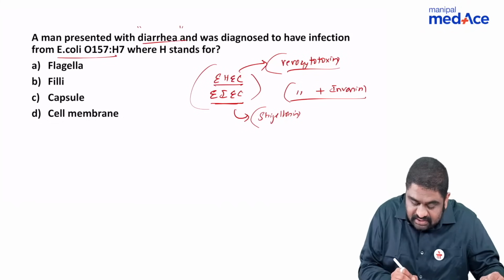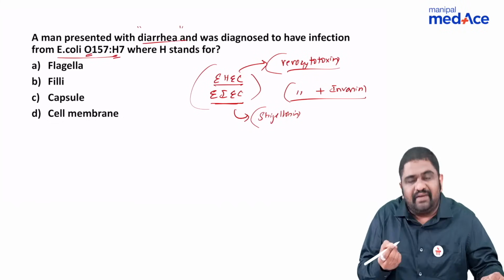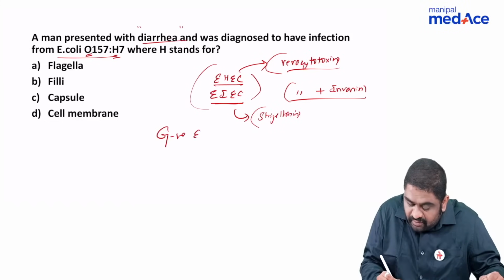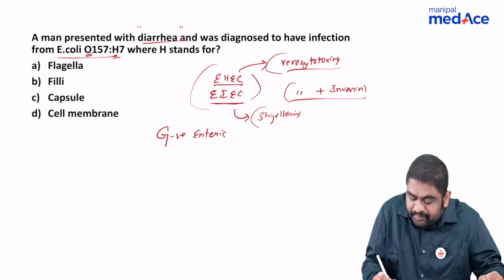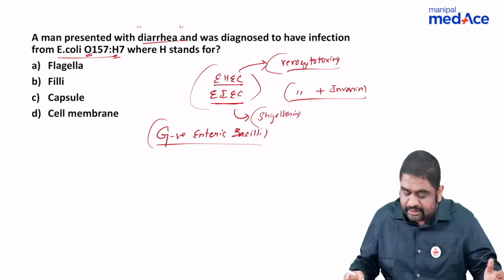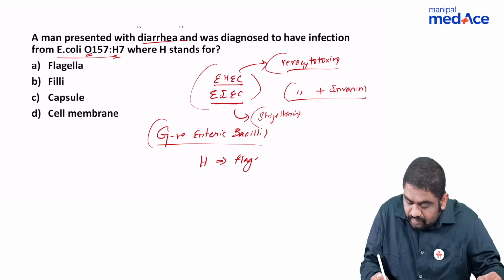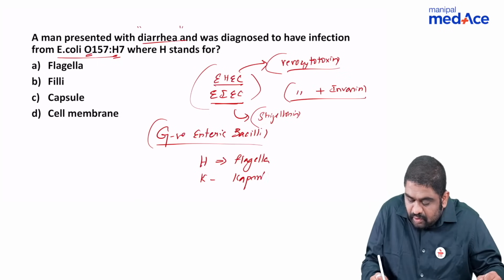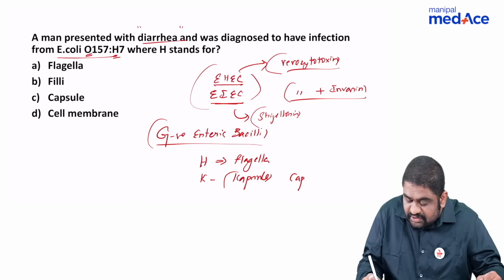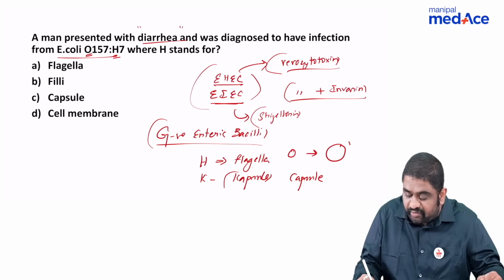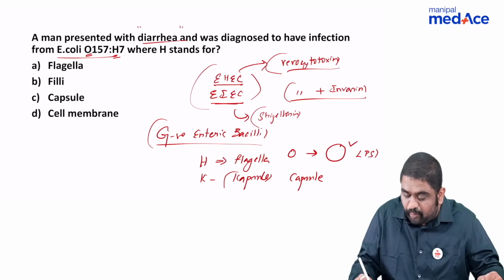And the meaning of O and H is very simple. We have discussed that in case of gram-negative enteric bacilli, the naming of the antigens has been very simple. H antigen is flagella, K antigen is capsule, whose spelling right now is capsule, and O antigen represents the outer membrane of the gram-negative organism made up of the lipopolysaccharide itself.